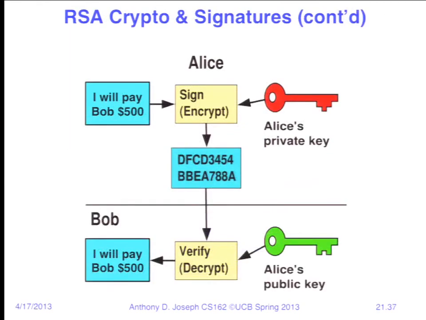So now we can use this with something like this. Again, this is just the basic details. A lot more is required to make this secure in practice. Alice can create a message saying, I will pay Bob $500. She can encrypt it, sign it with her private key. Creates this ciphertext. Bob can now take that message and decrypt it using Alice's public key and get back this message. So Bob can now take this ciphertext to the bank and say, Alice said she'd give me $500, so transfer $500 from her account.